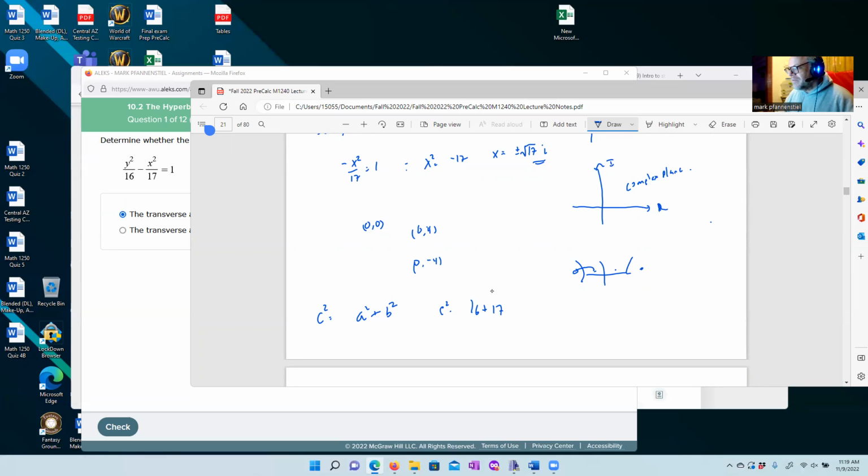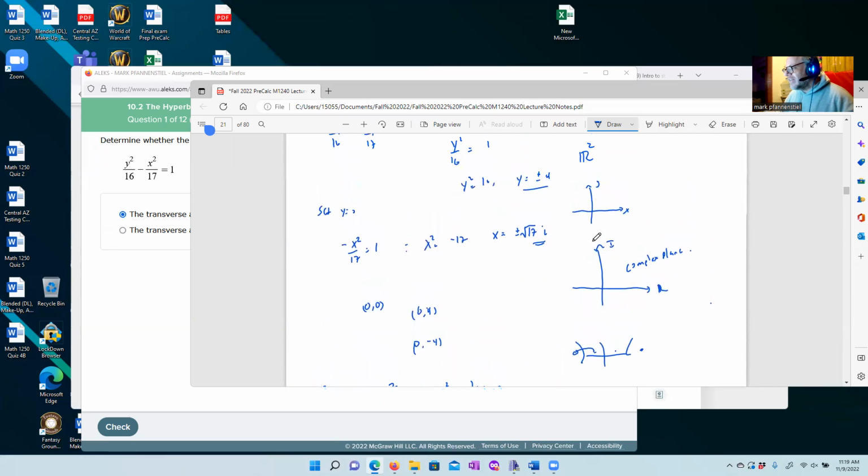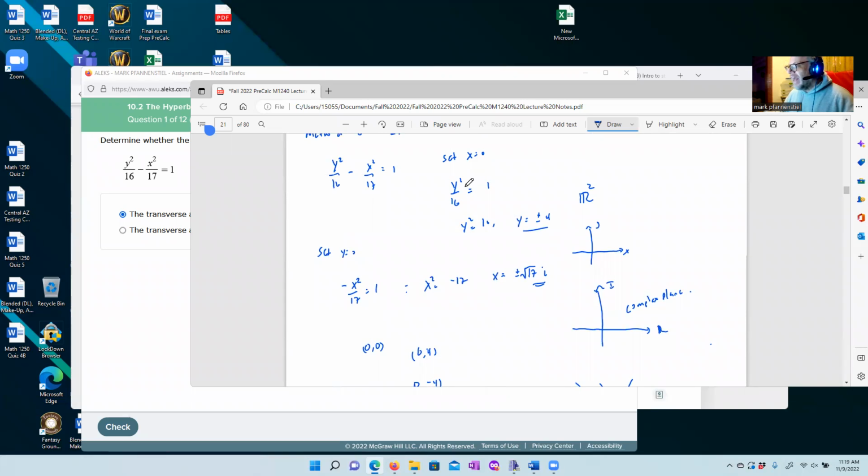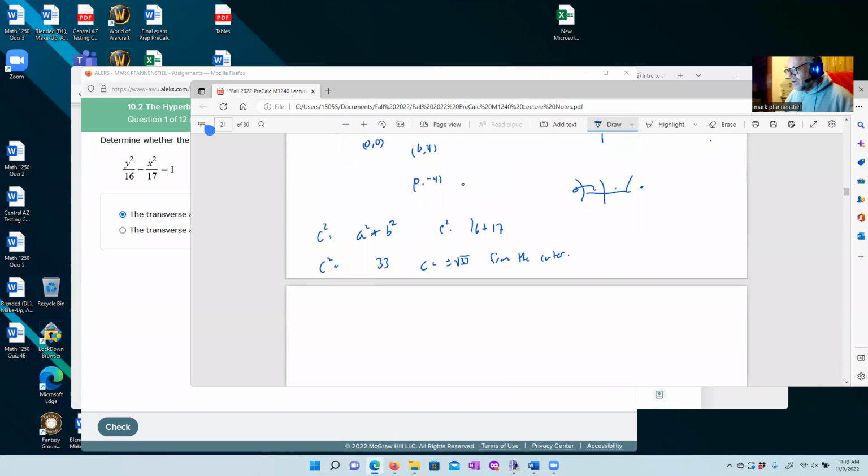So c squared is equal to a squared plus b squared, which is 16 plus 17. c squared should be 33, so c will be plus or minus root 33 from the center, along the axis that it exists on. Since the y-axis is the transverse axis, x is 0, y is root 33, and then (0, -root 33). That's how we figure out where the foci are.